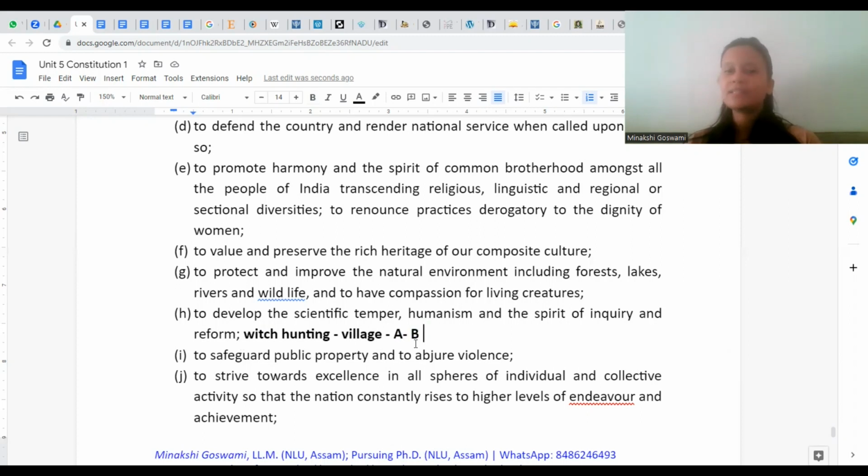In such cases, other people cannot say, okay, we did not know, B is a witch, so only we killed her. The court is not going to accept that justification, that B is a witch so we killed him or her. So this is nothing but we need inquiry and reform.